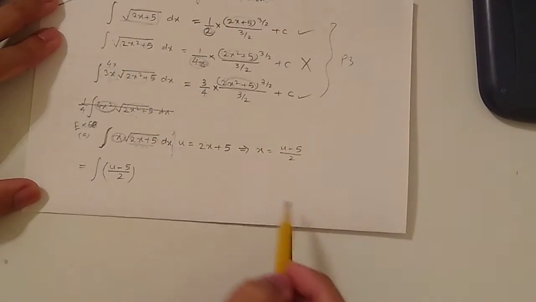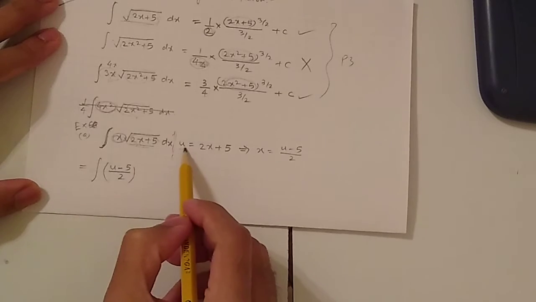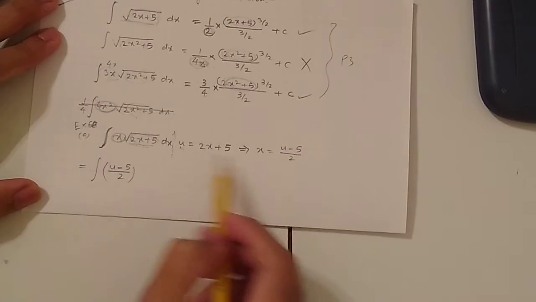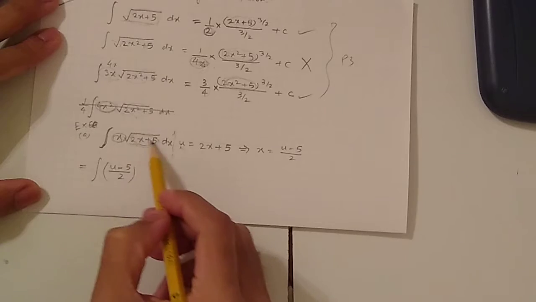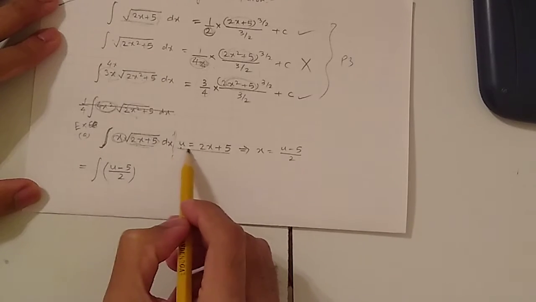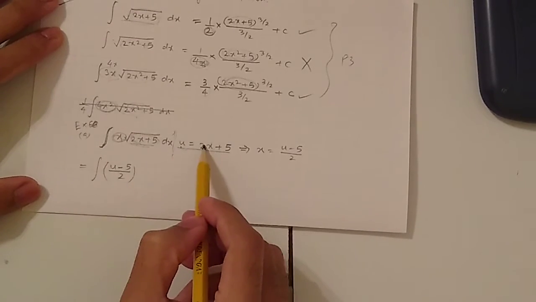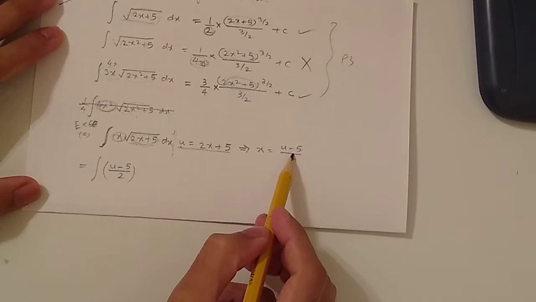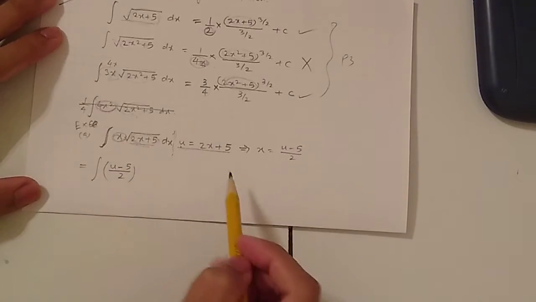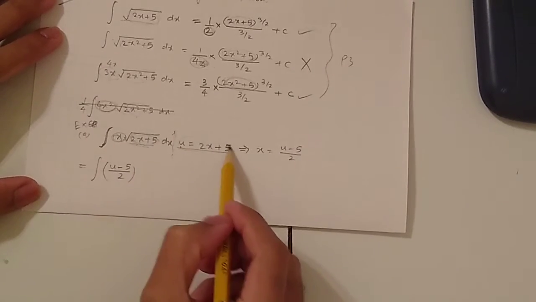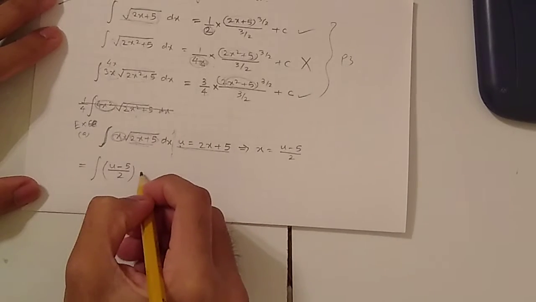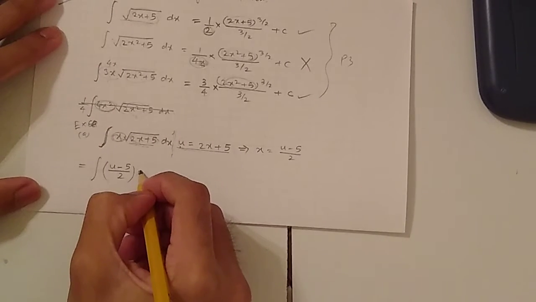Then you have the root of 2x plus 5, and 2x plus 5 is equal to u. You can substitute x back into this, but since we have the relationship given to us already, just use that instead of trying to do the long procedure of substituting x into the expression. You can use u is equal to 2x plus 5, so this becomes root of u, or root of u can be written as u raised to half.